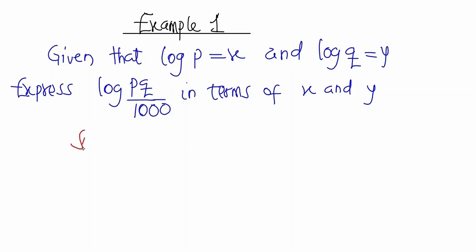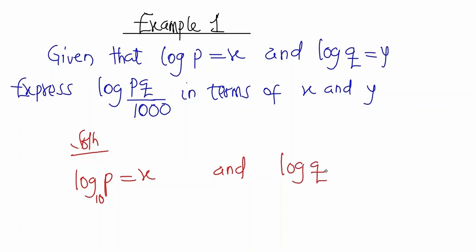Now with this, we were given some parameters, and they are log p, which is equal to x. This log p implies that it is in base 10. So we said a logarithm whose base is not written means that logarithm has a base of 10. In the same way, we're also given log q equal to y. This also implies that log q has a base of 10, though it's not written.